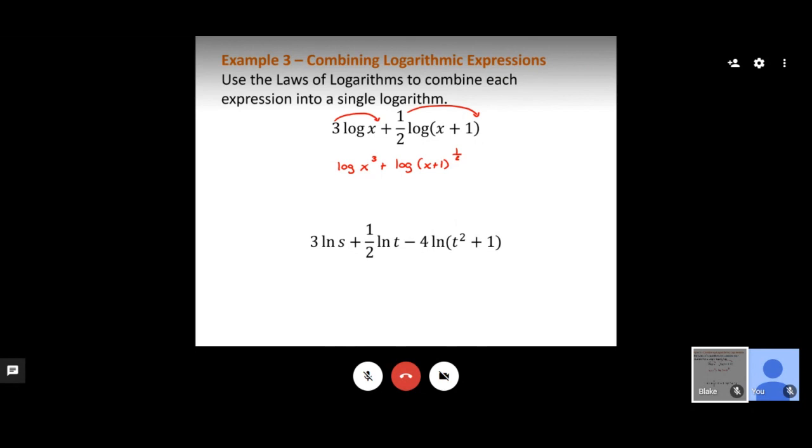Now that we've done that, they're both common logs, right? Both base 10 logs. Now we can combine those. What operation are we going to use to combine them this time? Multiplication, good. So we're going to get a single log, and then it's going to be x cubed times x plus 1 to the 1/2. And that's it, right? That's all we have to do there. We've combined them into a single logarithm. We did our steps correctly, so this would actually expand back out into what we started with. And so that is our final answer.